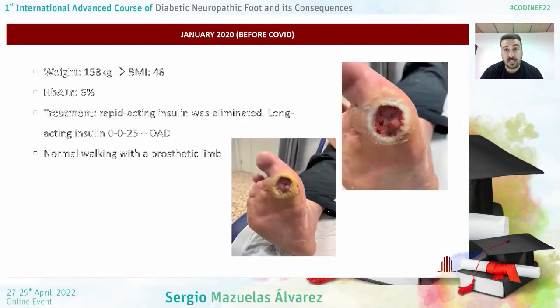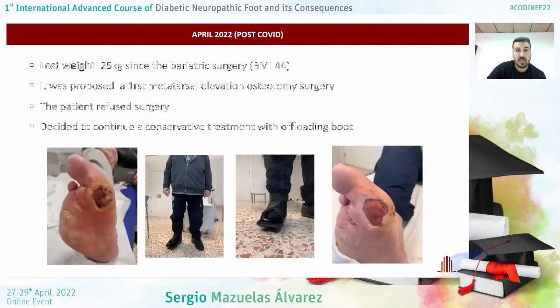In January 2020, before COVID, the body mass index value was 48. The glycated hemoglobin was low at 6%. So it means a normal value. Rapid-acting insulin was eliminated from the treatment, and the patient started normal walking with a prosthetic limb. In April 2022, after COVID, the patient had lost 25 kilograms since the bariatric surgery.